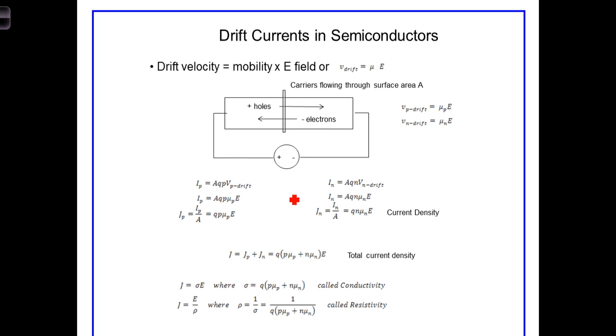Both the drift and the diffusion currents have subcomponents corresponding to hole current and electron current. So we'll break down the drift current into a hole current and an electron current, and we'll break down the diffusion current into a hole current and an electron current. And depending upon the doping, one may well dominate over the other.